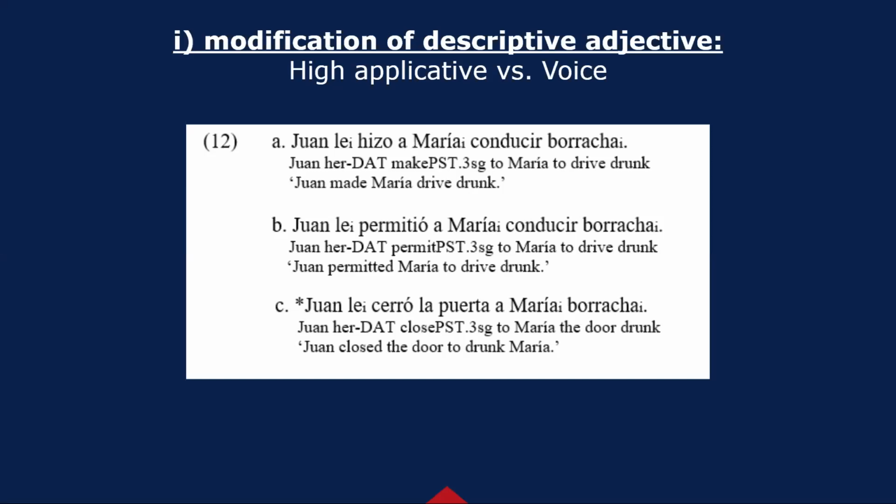With the modification of the descriptive adjective, we can see that the causative structure of hacer in 12A and the structure of permitir in 12B have either a high applicative or voice phrase. However, we cannot know with certainty which phrase is included in each structure.